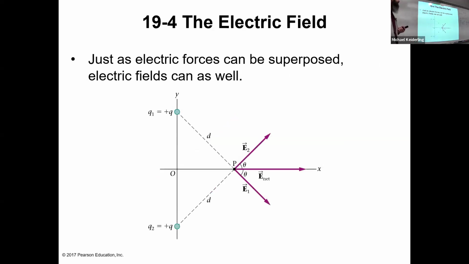And just like electric forces can be superimposed as vectors, electric fields can as well. And you just add them as vectors. So if I want to figure out the electric field from these two positive charges, I have one electric field going this way, one electric field going this way. When I add those vectors together, I get a net vector pointing this way. So if I drop the charge right here, it would head along the positive x direction.